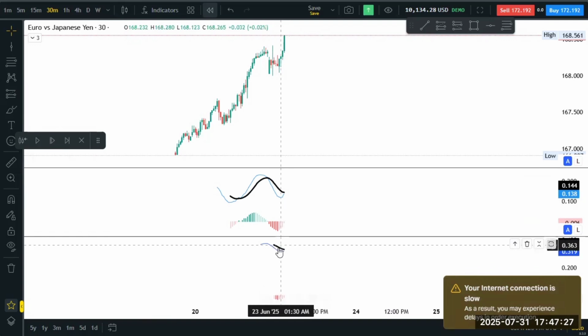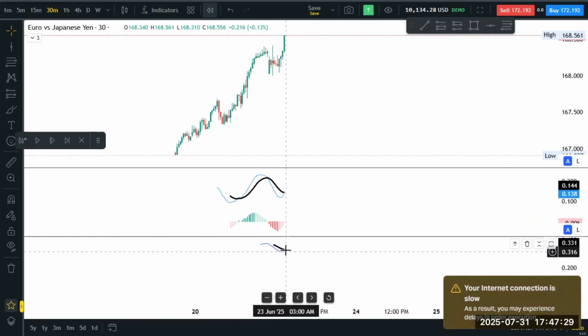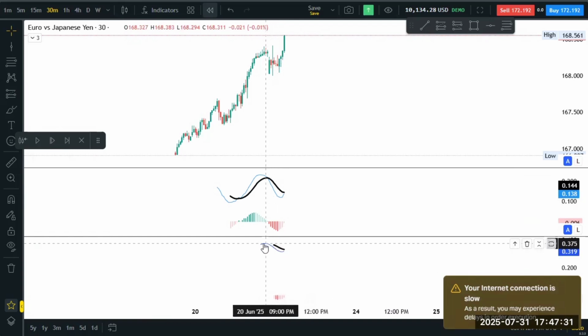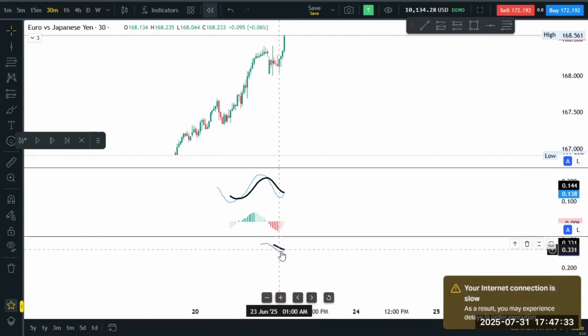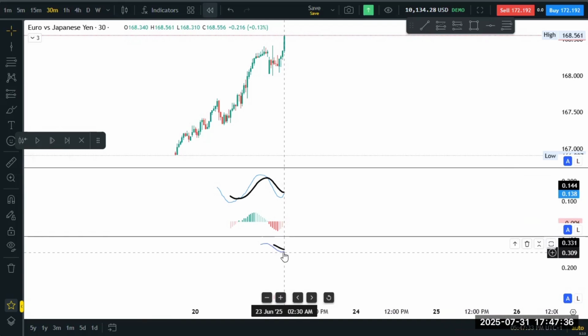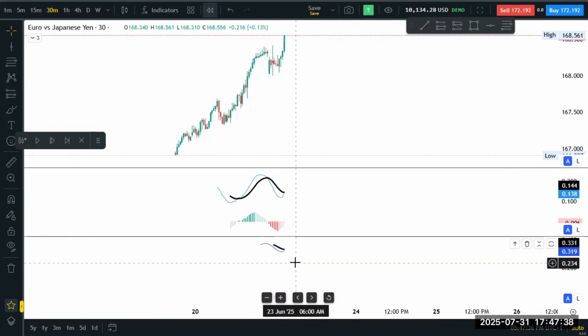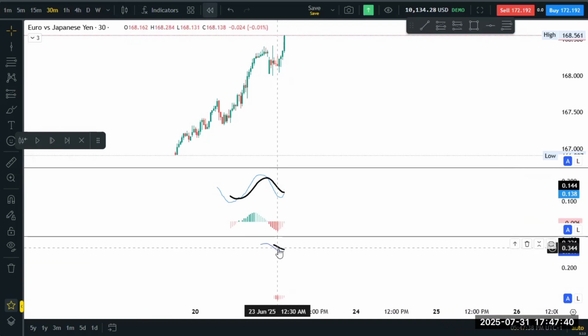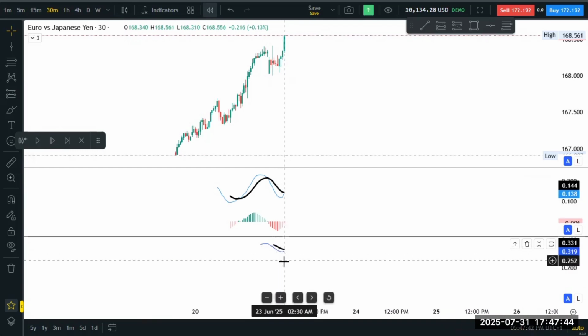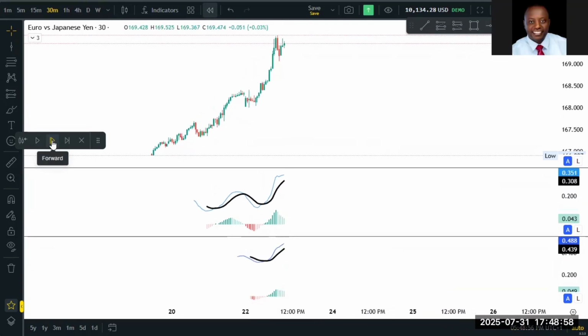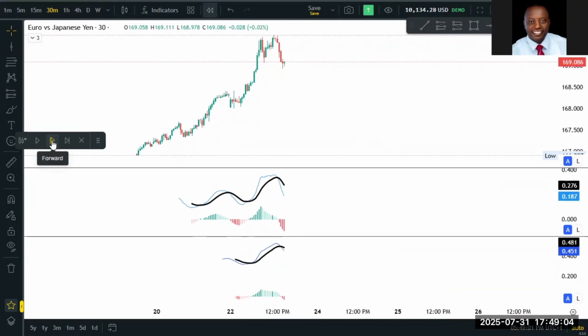So anytime we see the same thing happening, or the blue line is just about crossing the black line at the top, pushing downwards, and we also see that these blue and black lines are diverging, their distance is increasing, we will take a shot. Now this is what I am referring to.